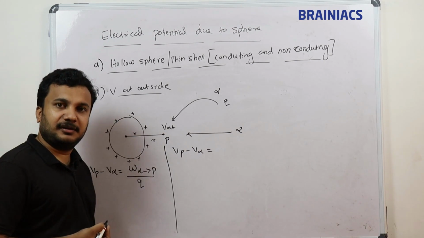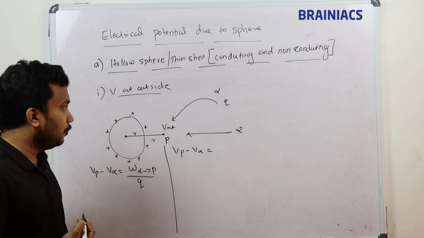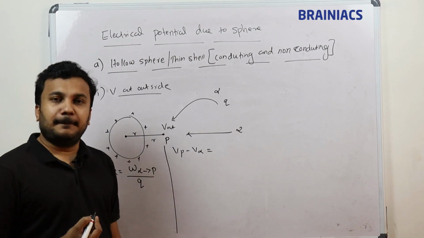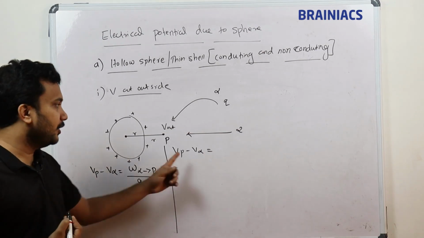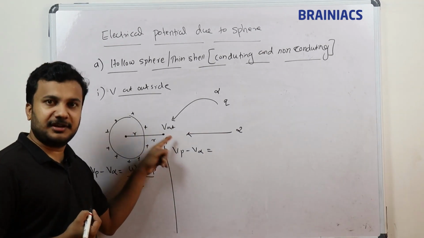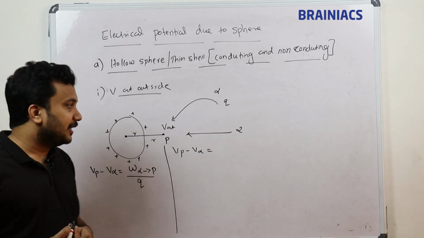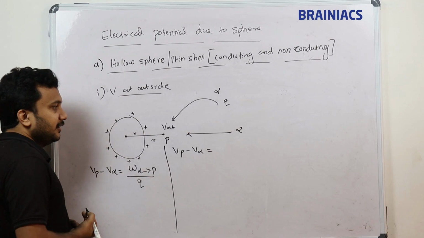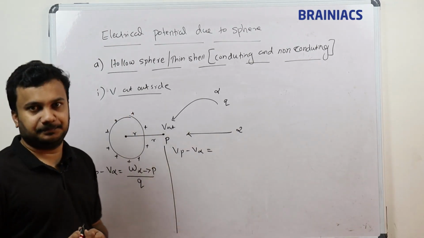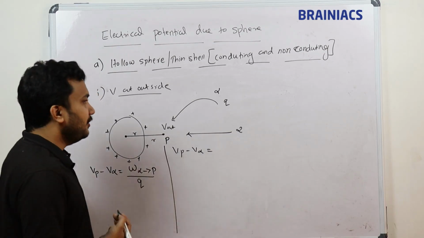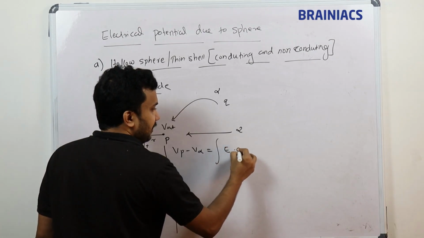But here we want to know one thing: the electric field intensity outside the surface. Because we are finding the potential outside, we want to know the outside electric field. The other important thing is that here we have to use the integral of E dot dr. That is important. I will tell you the reasons why.